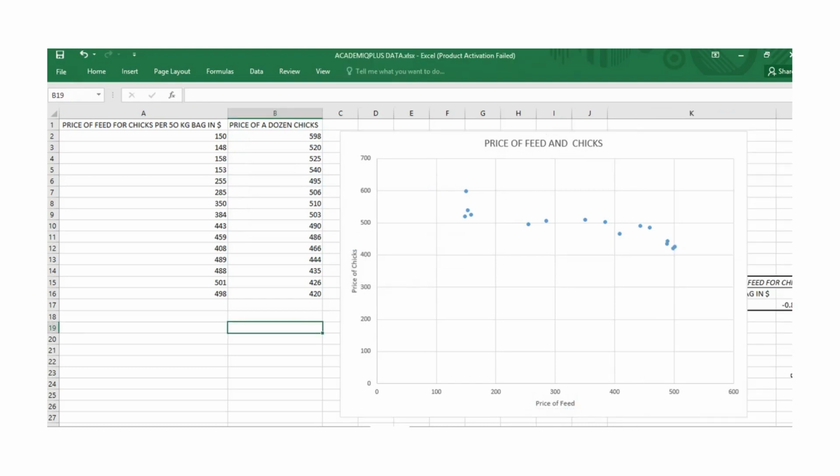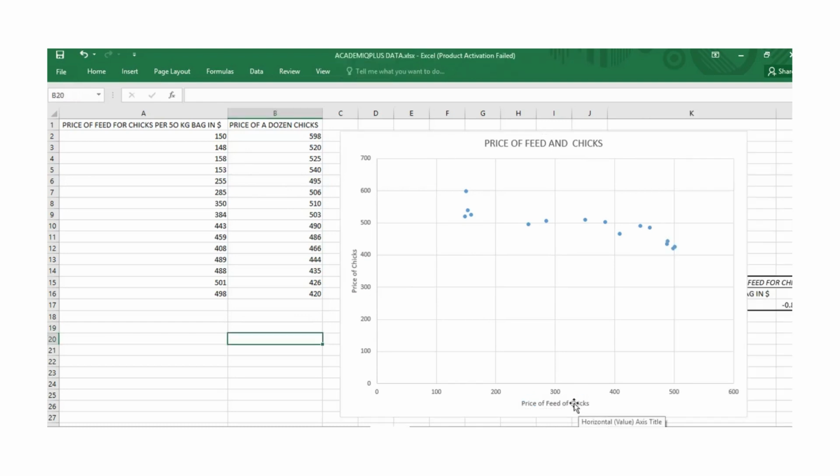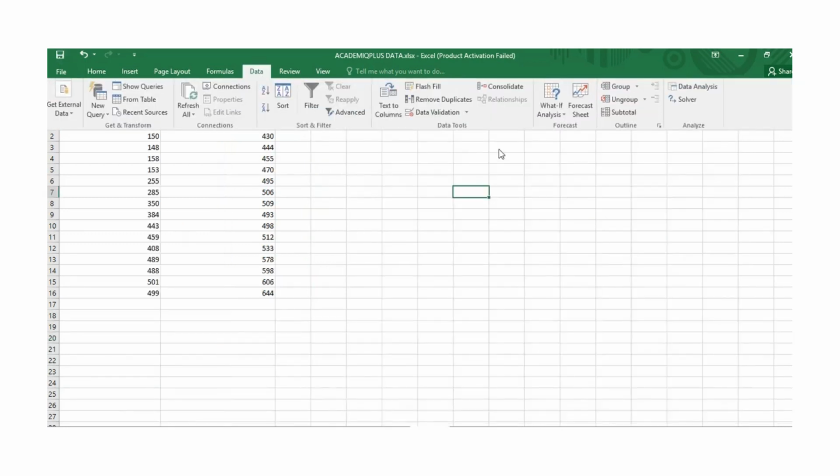So this is related to poultry rearing. So the price of feed of chicks and the price of chicks. The higher the price of feed for chicks, the lower the price of chicks, and the lower the price of feed for chicks, the higher the price of chicks. That's what the data is saying, because there's an indirect relationship between the two variables. Let's look at the next scenario.